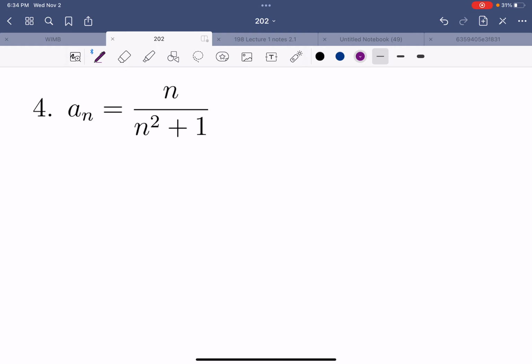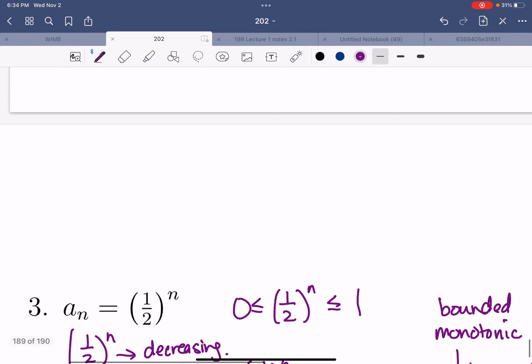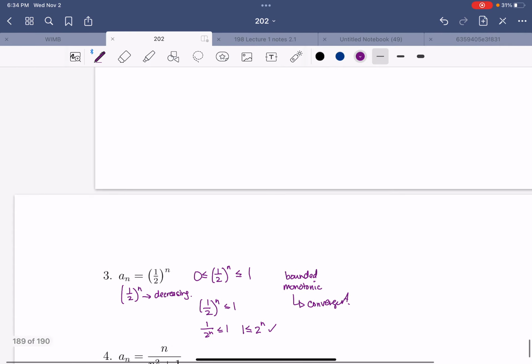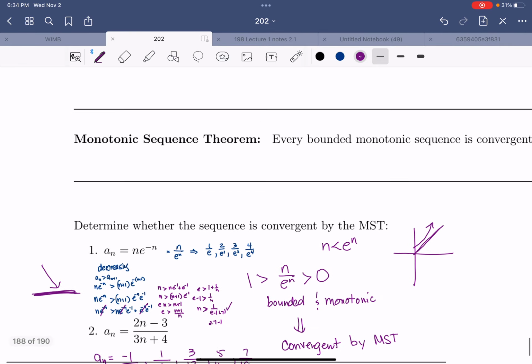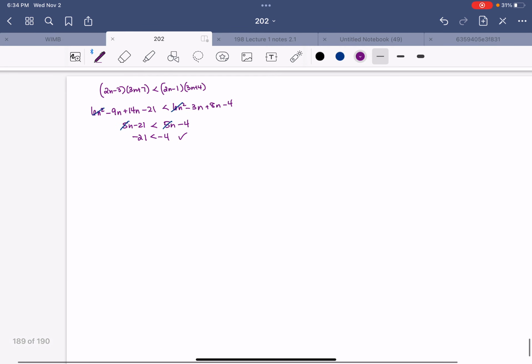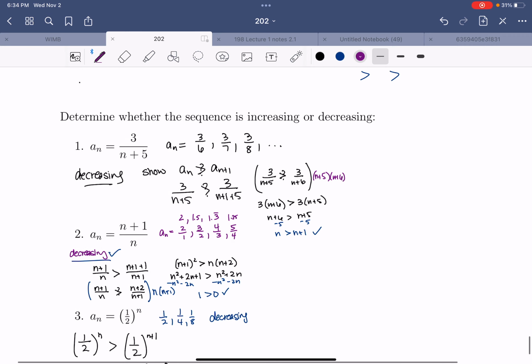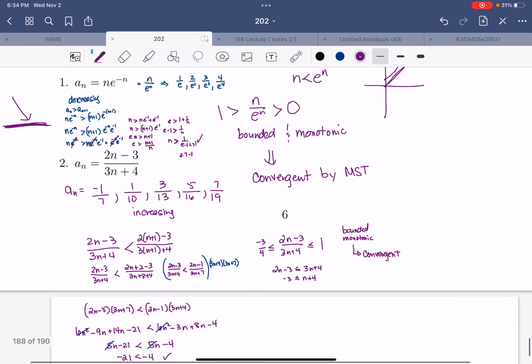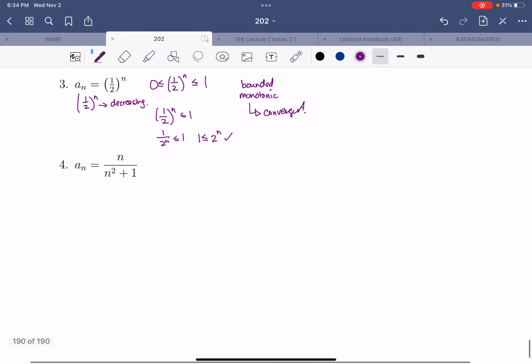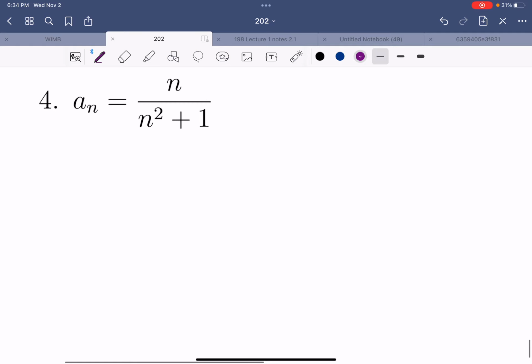Okay. Here we go. n over n squared plus 1. Is this one we did above? I thought maybe it was. Nope, we didn't. Okay, so the first thing we need to do is show that this is either increasing or decreasing.